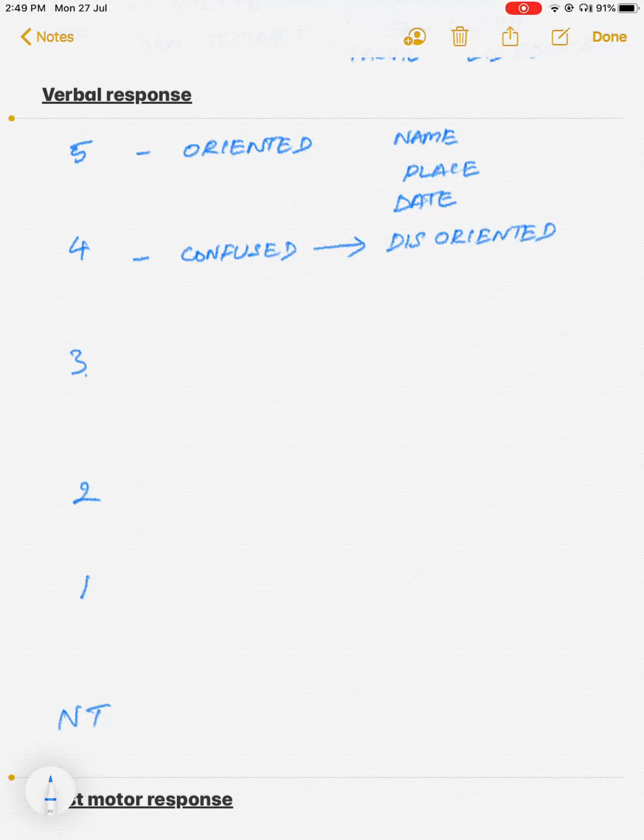But communication will be coherent. For 3, he will utter only words, and these words will be intelligible. So this is very important. Then 2 would be only sounds, a response only in the form of sounds, as in groaning or moaning to pain. So that is 2, and no response would be 1.